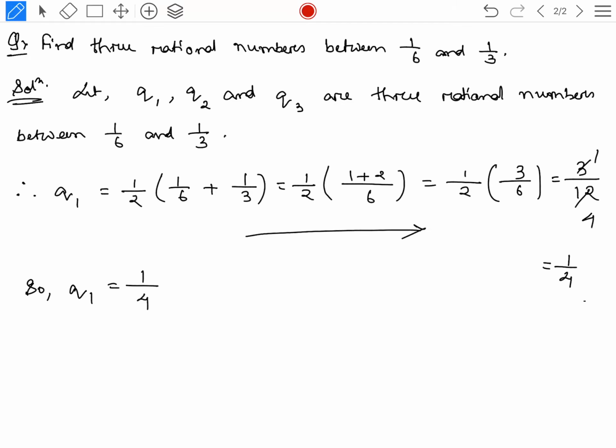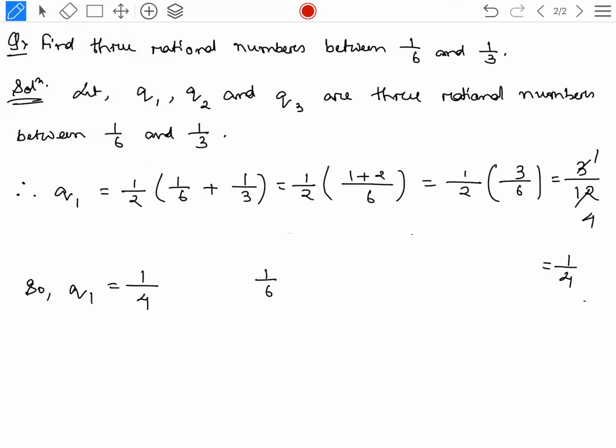Don't do it in this straight way that I have done. You write serially, one step below the other. Here space is less, that's why I have written in this way. Understood? See, q1 we got is 1 by 4.